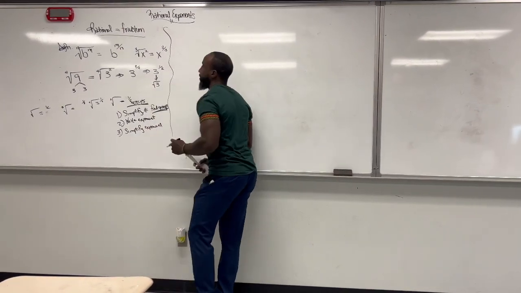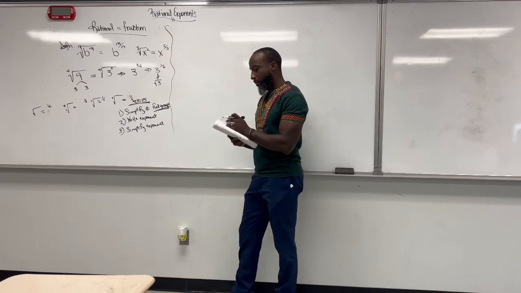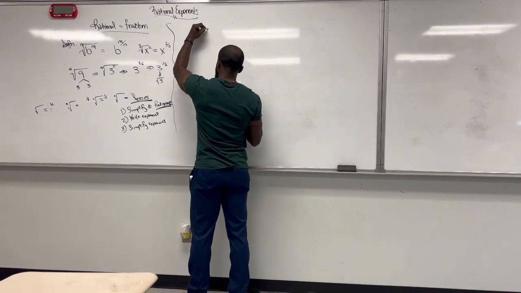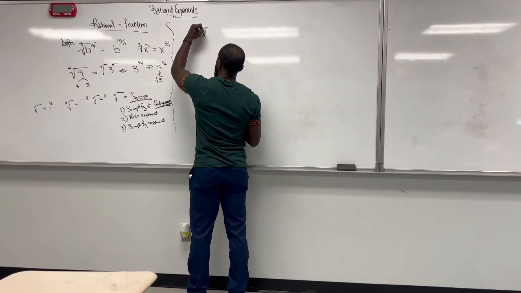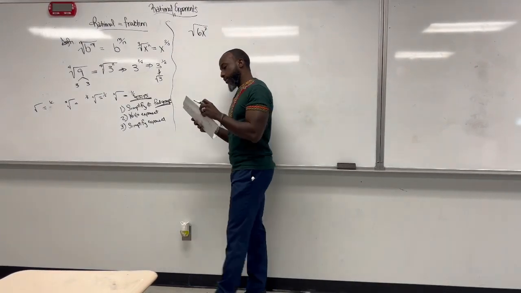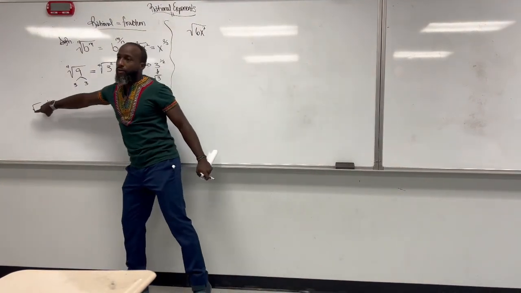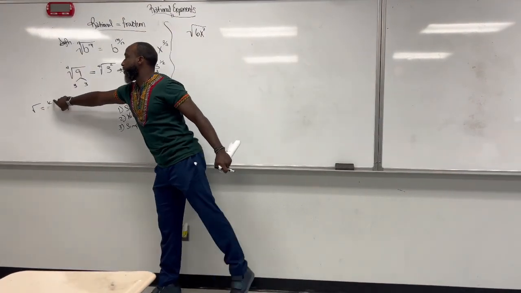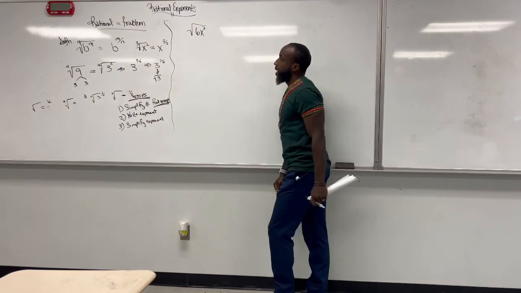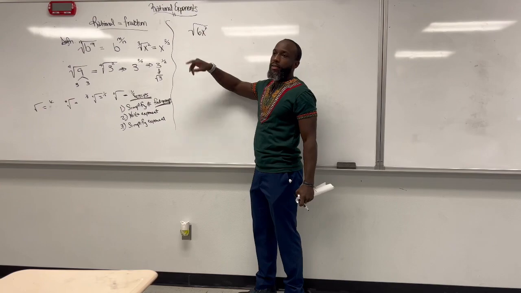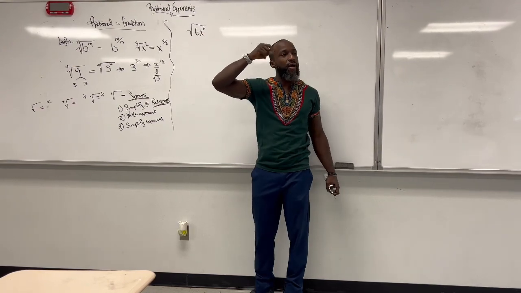Right? Simplify, reduce the fraction, right? So let's look at number one. Number one says the square root of 6x to the 7th power. Now again, if it's the square root, that means that the fraction is 1/2, right? So what we're going to do is give everybody that 1/2 fraction.